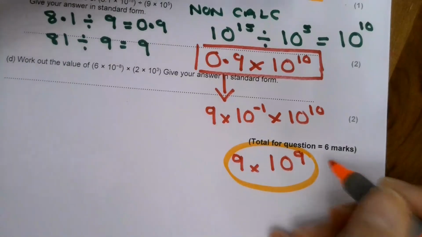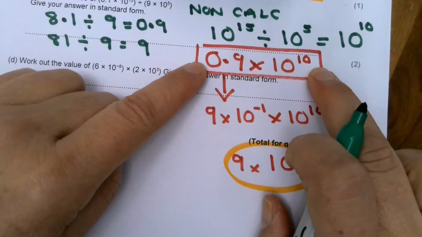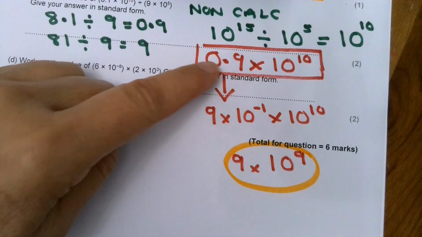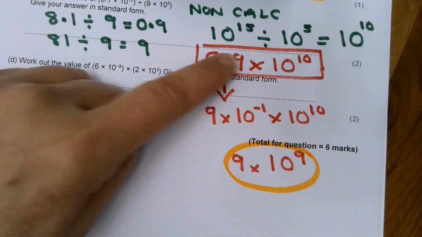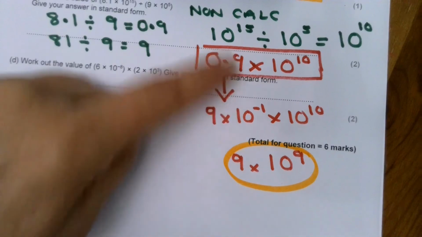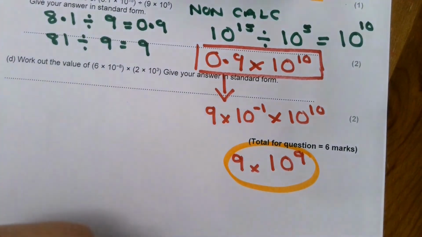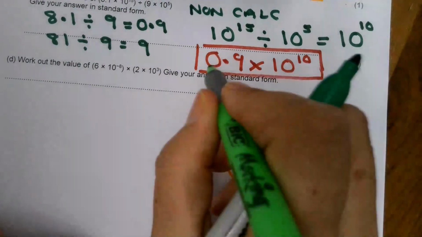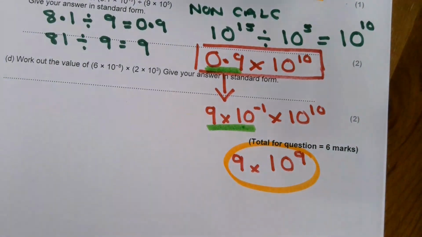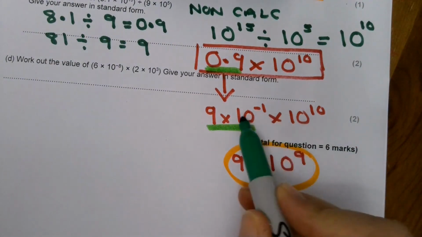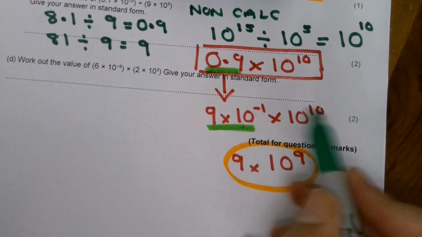So I'll just go through that again. My answer here is not in standard form. My first number has to be between 1 and 10, and this is not, this is less than 1. So change it to standard form. This 0.9 is the same as this. So now I'm going to multiply my indices together. When I multiply my indices, I add the powers. Minus 1 add 10 is 9.